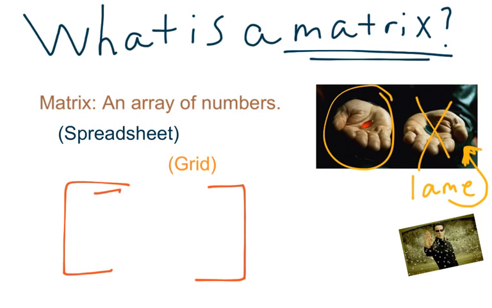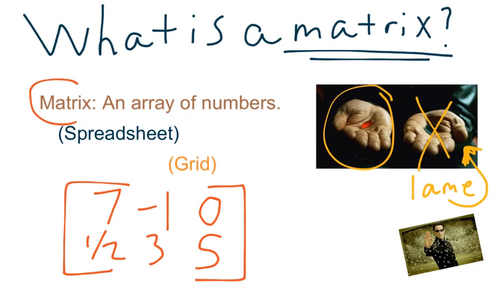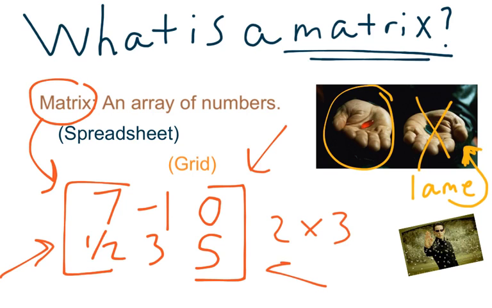7, -1, 0. I'm just making up numbers for no reason whatsoever. This right here is a matrix. And more importantly, this would be a 2 by 3 matrix. 2 rows and 3 columns. This is all a matrix is. It's a way to store information quickly, and usually each row and column stands for something.